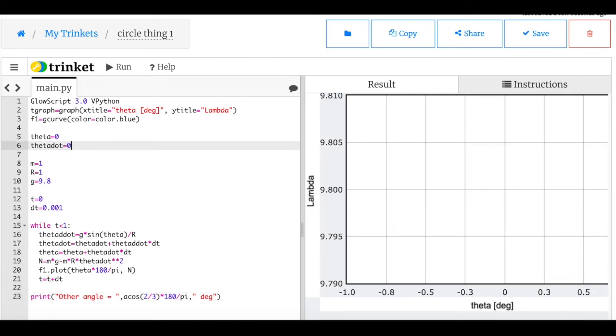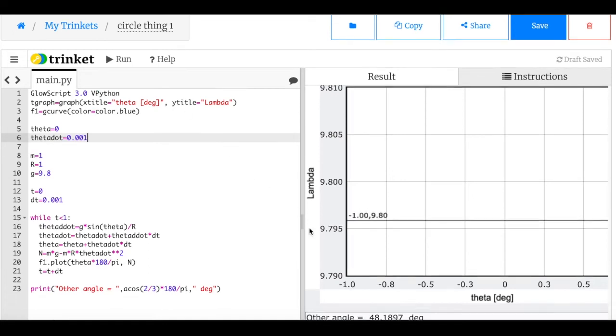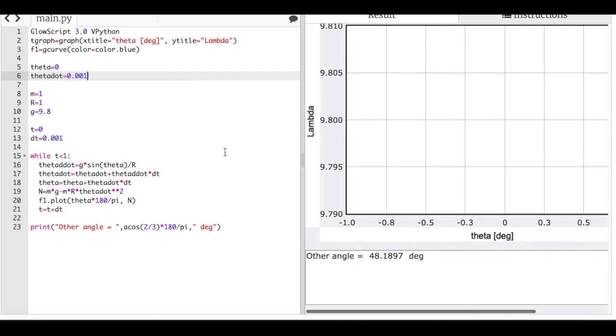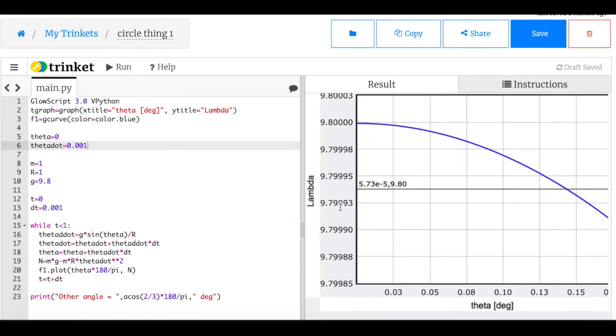So let's put this at 0.001. I just picked a value. And now let's run it for a second again. I want to see what that printed down here. 48 degrees. Cosine is adjacent. Yeah, I thought it was 50 degrees. Okay, well that's fine. Run. Okay, so that looks good.